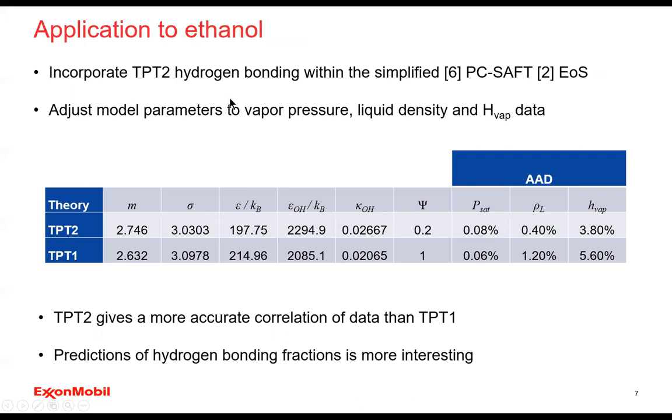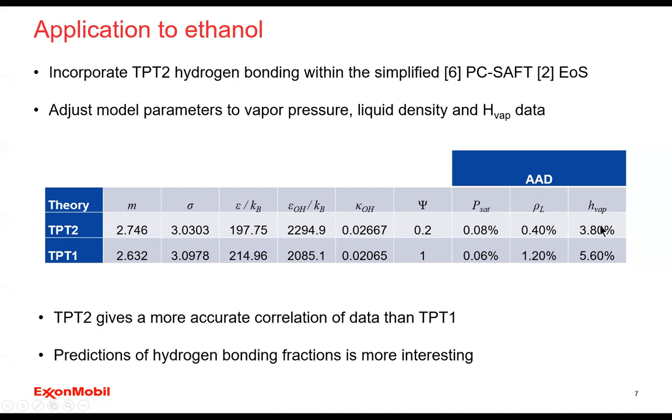We apply this to ethanol here. We incorporated this TPT2 hydrogen bonding theory within the simplified PC-SAFT equation of state, and we adjusted the model parameters to vapor pressure, liquid density, and heat of vaporization data. These are the parameters. As you can see, the psi obtained, the non-overlap probability, is 0.2, which represents a very significant steric effect between the two oxygen sites. These are the average deviations for vapor pressure, liquid density, and heat of vaporization.